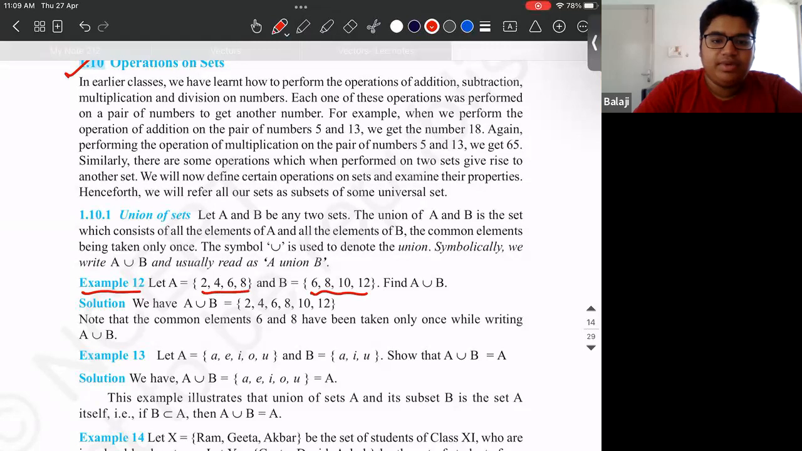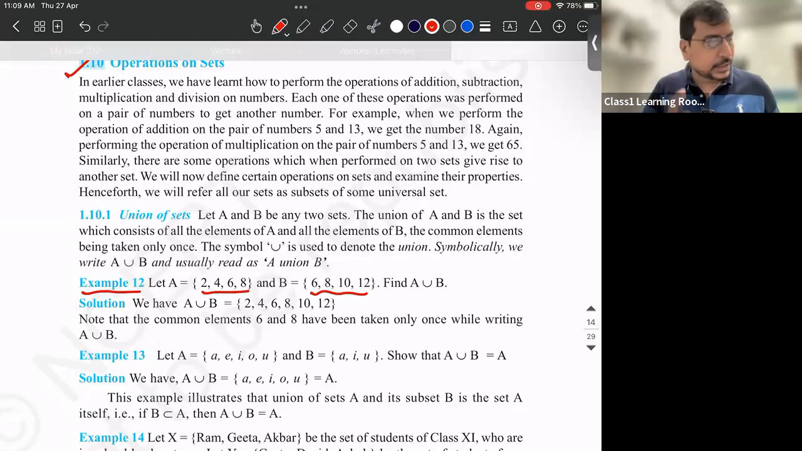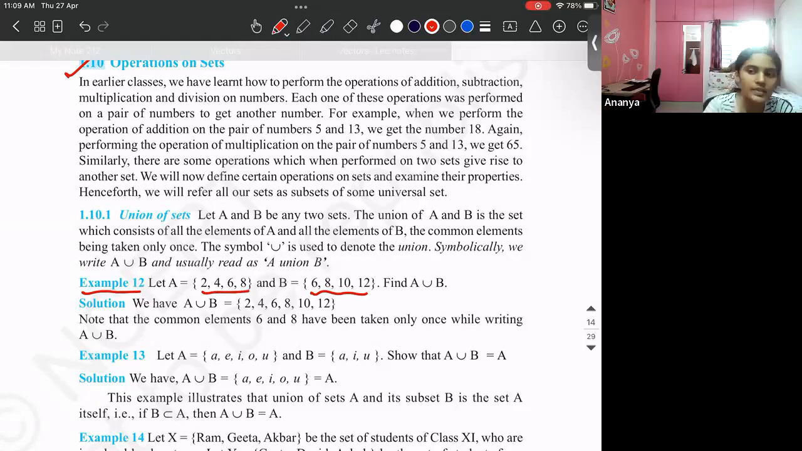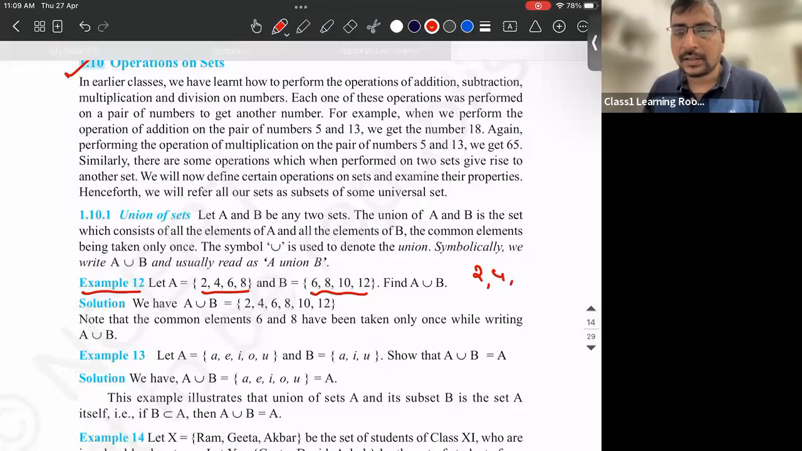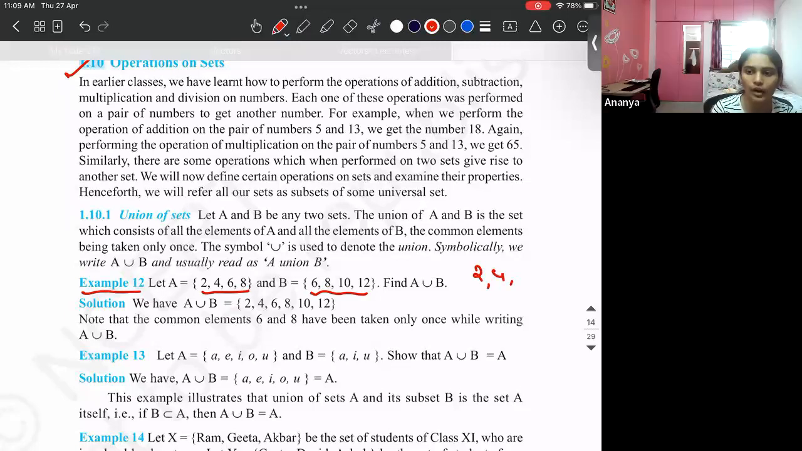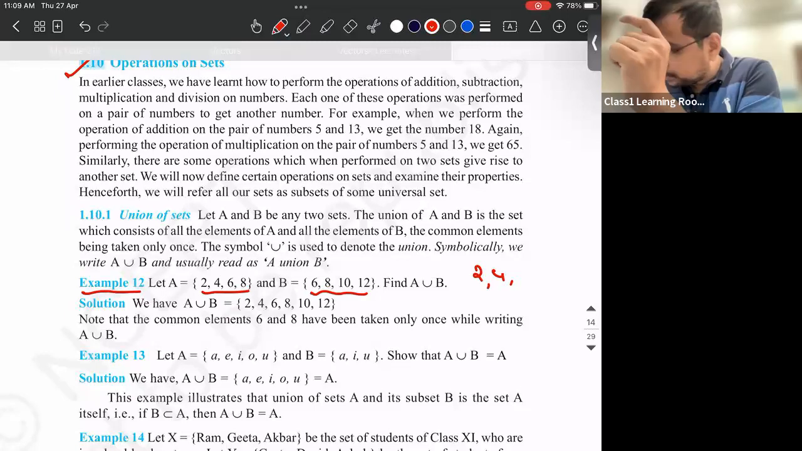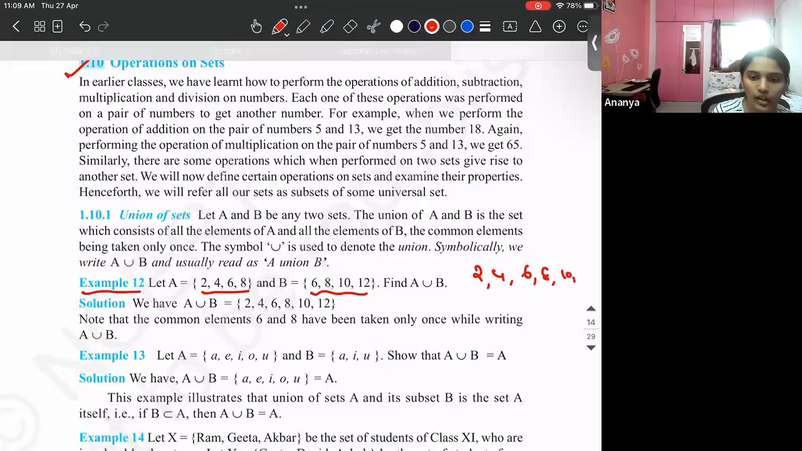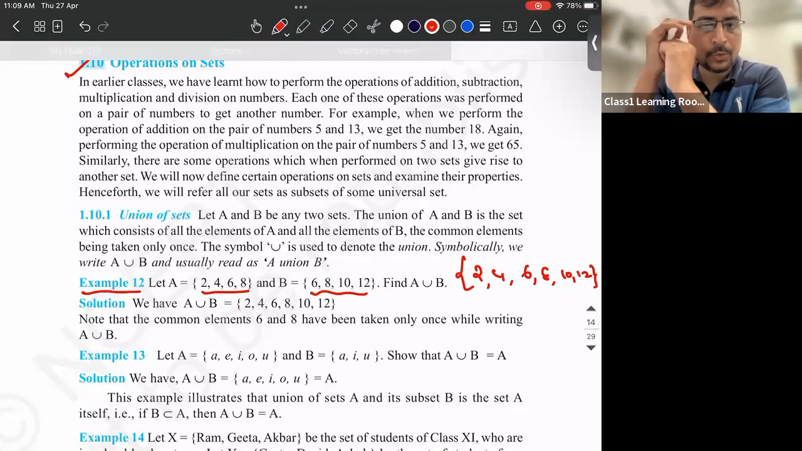Ananya, can you pick out the elements from set A and set B, but not the repeated ones? Can you tell me the answer? We have to take the elements from set A and write them down. If an element from set B is repeating, we should not write it again. So it is 2, 4, 6, 8, and since 8 is repeating in the other set, we should not write that. We have to write 10 and 12. Perfect.